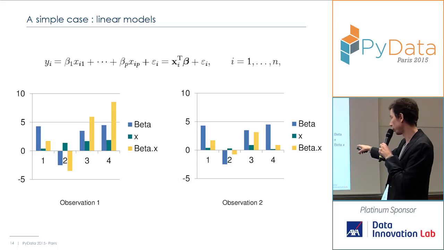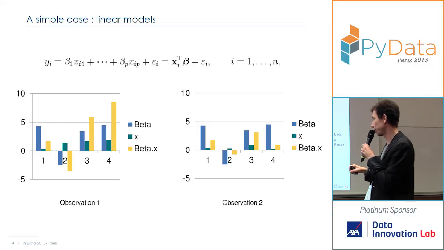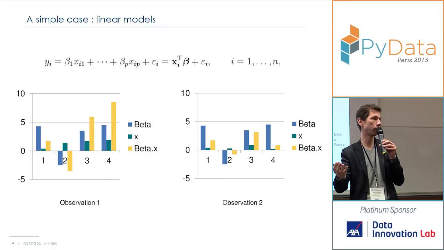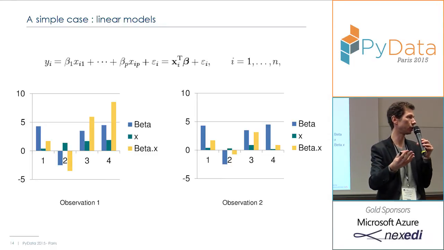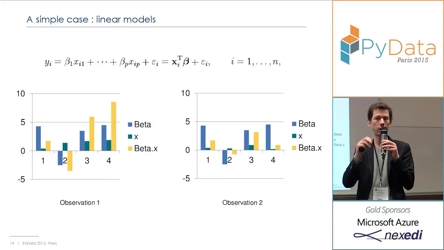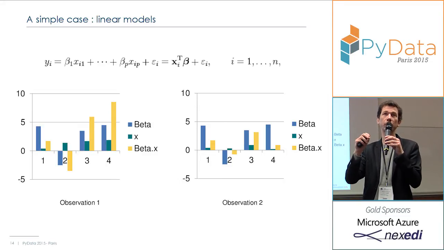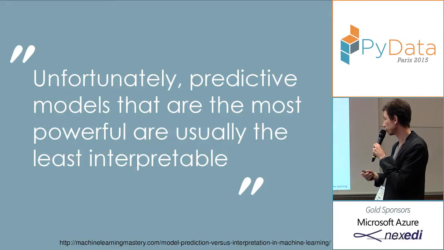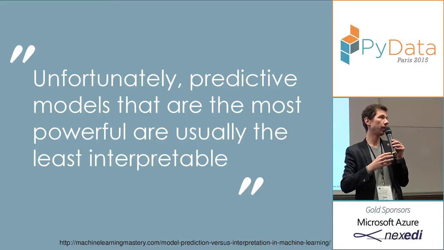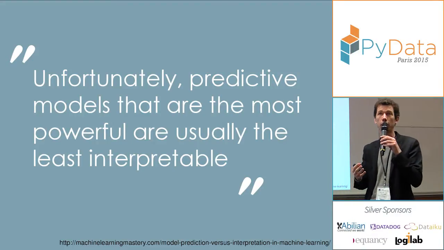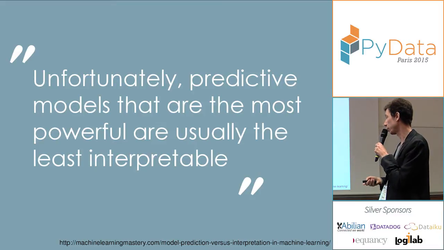And on another observation, we can see another distribution of the beta x, so we can understand how the model made its prediction. So only in a linear model could we say that, on an observation basis, we can differentiate one prediction from another. Unfortunately, if we complexify the model, then we lose explainability.